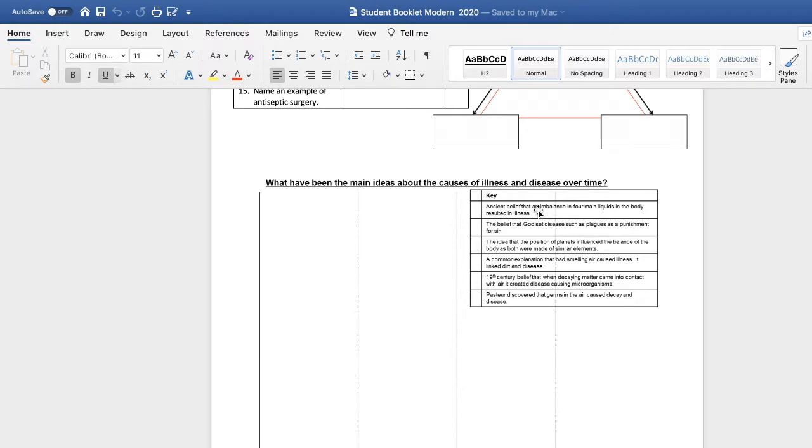So if we had the first one, the ancient belief that an imbalance in 4 main humours in the body resulted in illness. If that belief was present, that would be somewhere towards the top. So you'd start off in the Middle Ages. People definitely believed that there was an imbalance. There's this one section here that's blank. So what is that section? What's the second time period that we learnt? It is the Renaissance period.